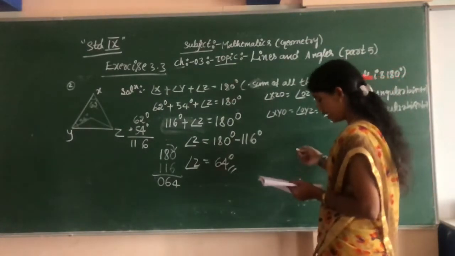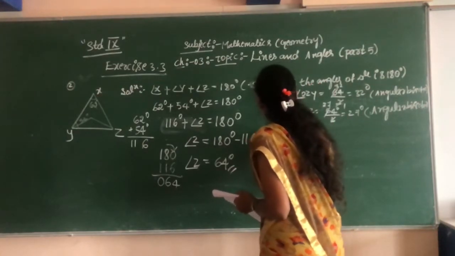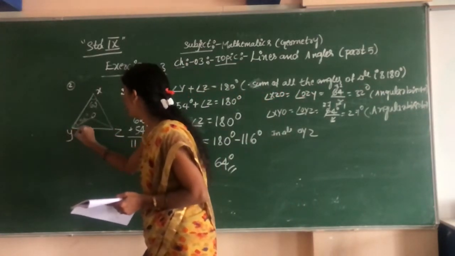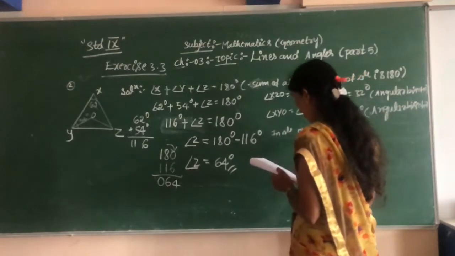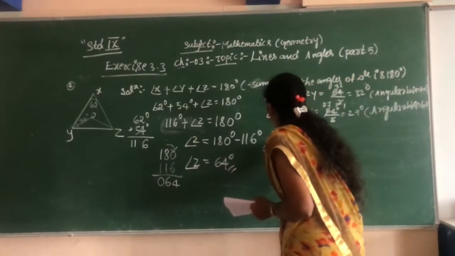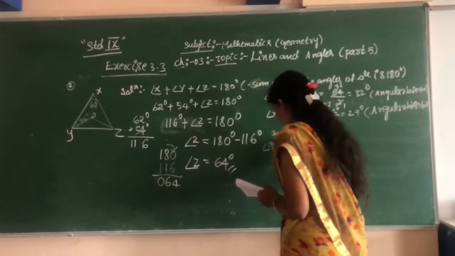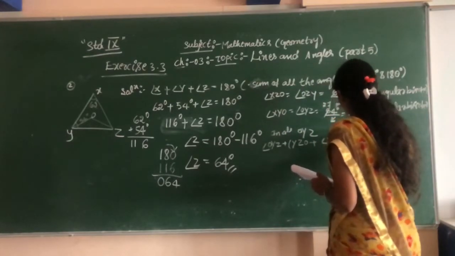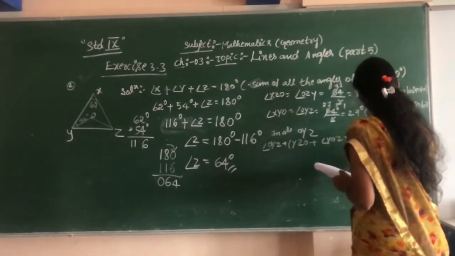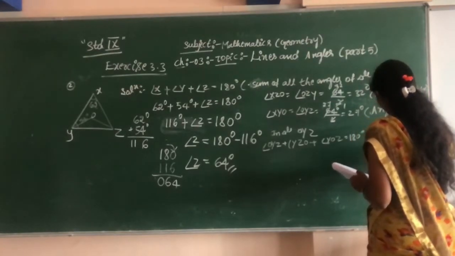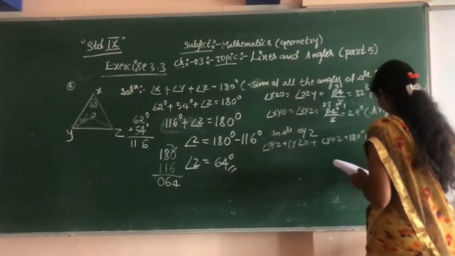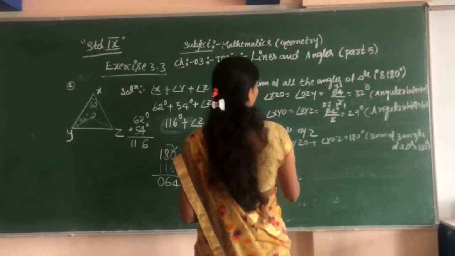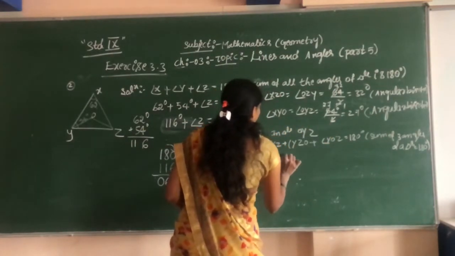Angular bisector in triangle OYZ. In triangle OYZ, we should take angle OYZ plus angle YZO plus angle YOZ is equal to 180 degrees. Sum of the three angles of a triangle is equal to 180 degrees. Okay, so already you know angle OYZ: how many? 27 degrees.